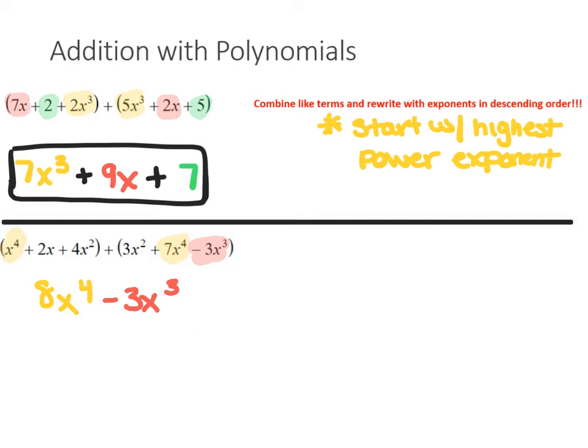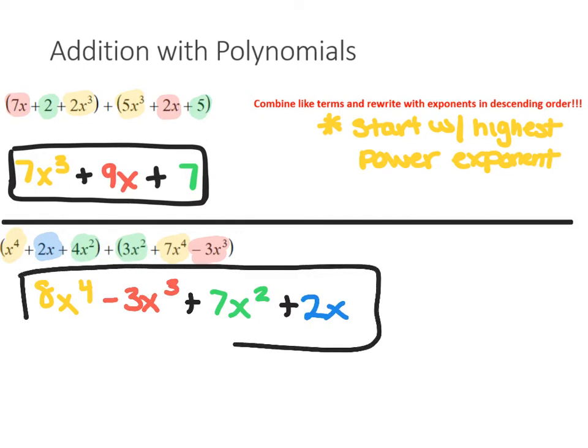The next highest power exponent is x squared, so you have 4x squared and 3x squared, which combine to be plus 7x squared. And then the only remaining term that we have not used is the 2x, so our final component is plus 2x. And that would be your final answer.